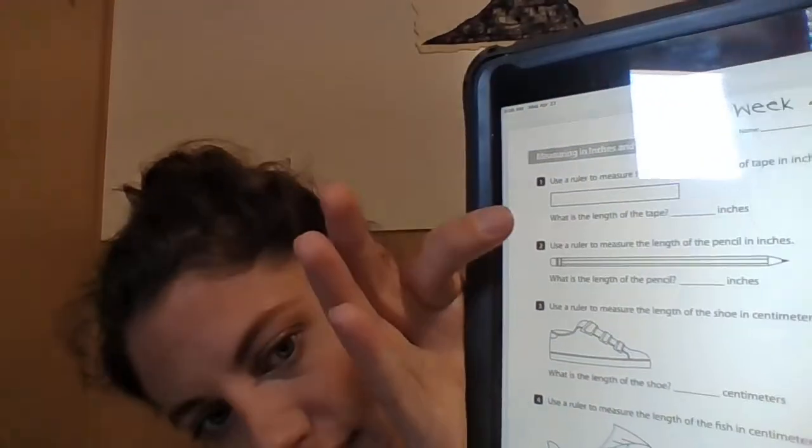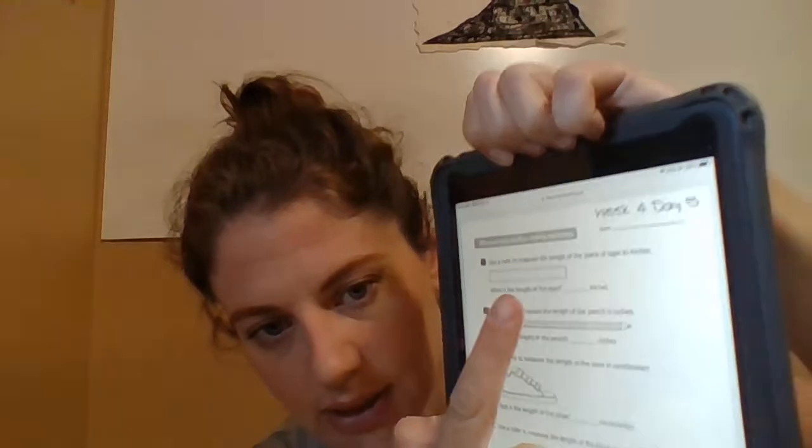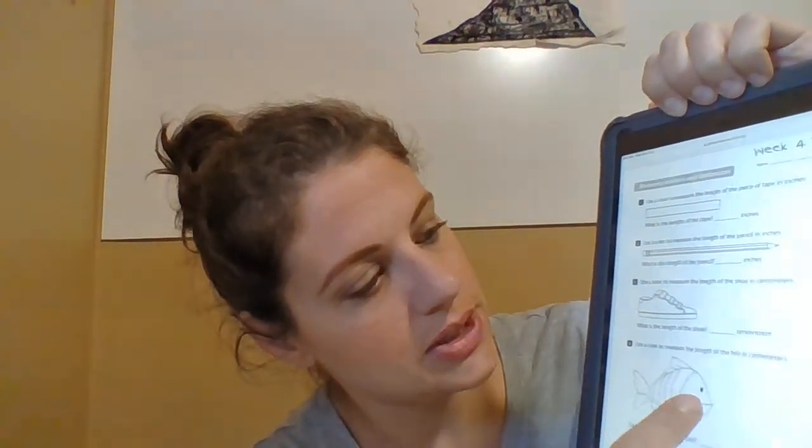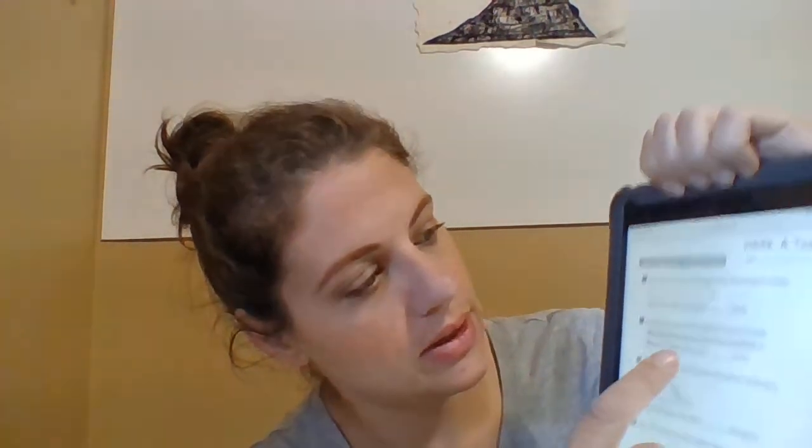Okay, so once you have your ruler, it says, use a ruler to measure the length of the piece of tape in inches. What is the length of the tape? So all you're doing is measuring that object right there, that rectangle. Number 2, you're measuring that pencil. Number 3, you're going to measure the length of the shoe, and then measure the fish in centimeters. You're using inches and centimeters, so just make sure that you get a little bit of practice with both of those.